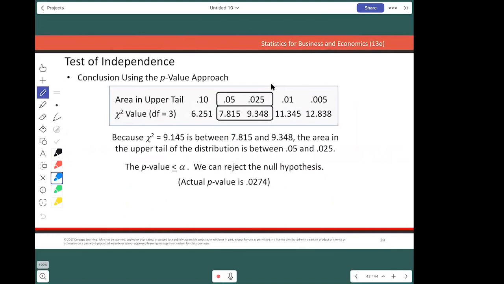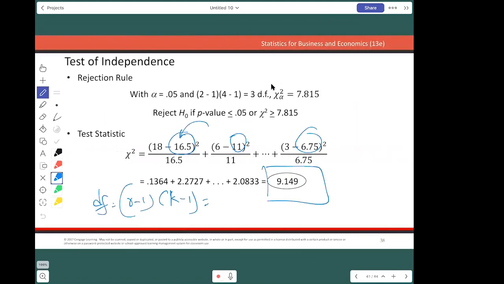So in terms of our chi-squared value, 9.145. What was our alpha value? 5%. So we have 2 minus 1 times 4 minus 1. You see here, row minus 1, column minus 1, and then that gives us 3. So 3 degrees of freedom and 5% alpha give us a critical value of 7.815. But look at our chi-squared value, which happens to be bigger. So we will reject the null hypothesis.